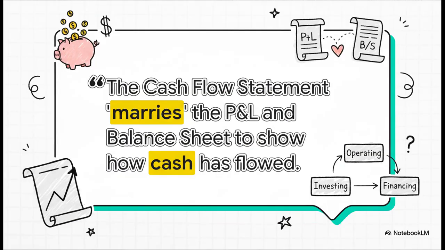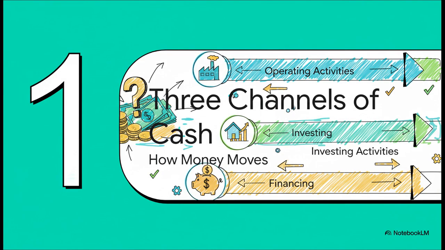I absolutely love this analogy because it's just so perfect. Think about it. Your profit and loss shows your performance over time, and your balance sheet is like a snapshot of what you own and owe on a single day. The cash flow statement is the bridge between them. It connects the two and explains how your activities actually affected your cash balance from the beginning of the period to the end.